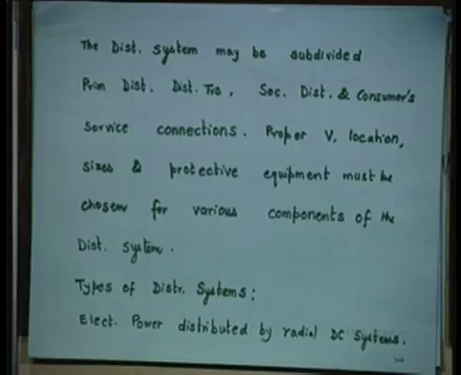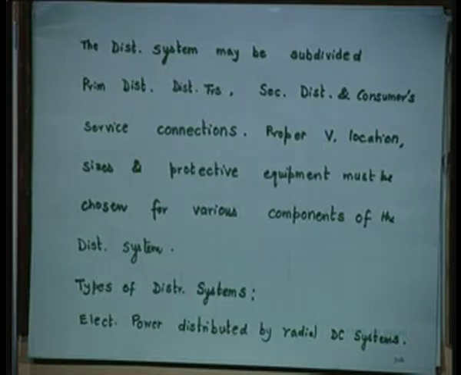The distribution system may be subdivided: primary distribution, distribution transformers. You have seen poles in cities where the transformers are placed. Secondary distribution and consumer service connections. Finally, the power comes to your place.